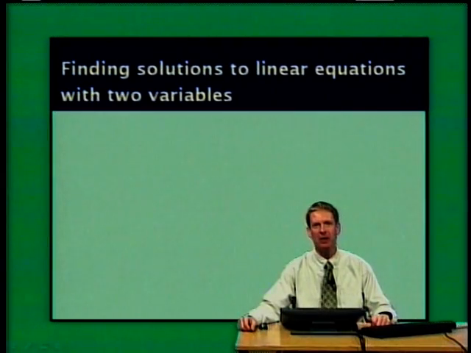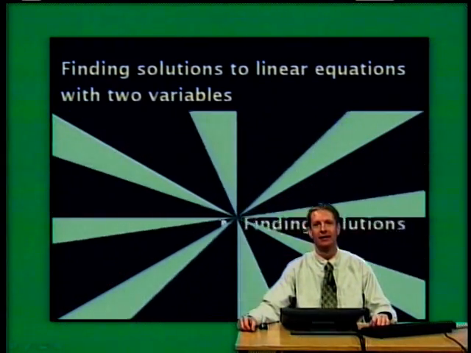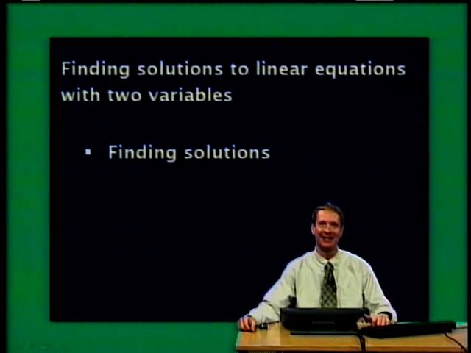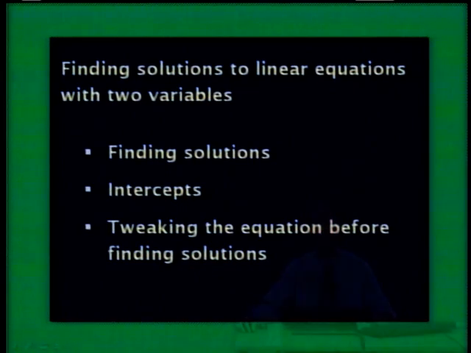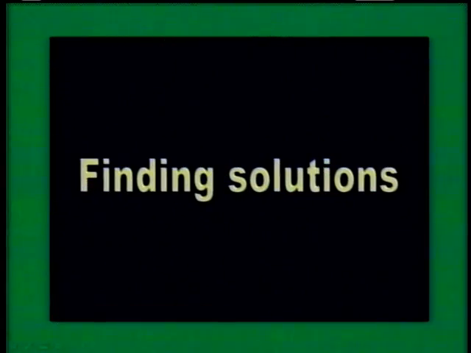Hello. Today I'm going to focus on finding solutions to linear equations with two variables. We're just going to solve a whole bunch of equations and fill in a whole bunch of tables. So a good place to start would be finding some solutions and then filling in a table. Then I'm going to find some special type solutions that we call intercepts. And I'm going to finish up by talking about some ways that you might tweak an equation before you set off for finding solutions. So let's begin by finding some solutions.